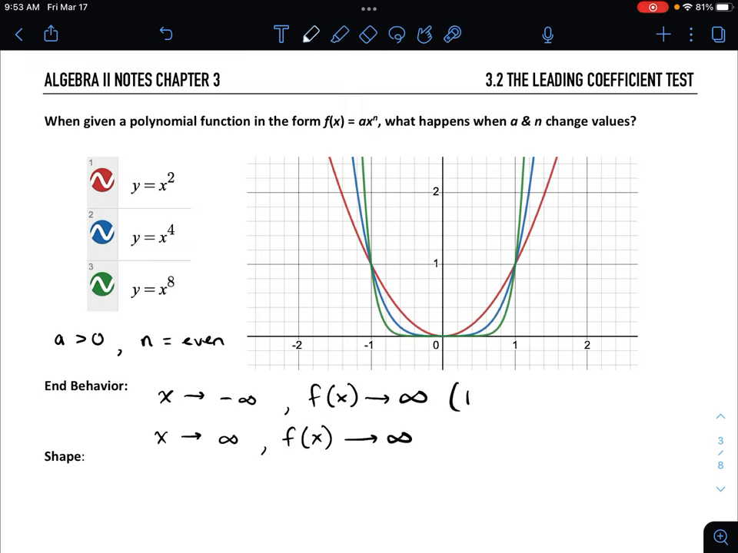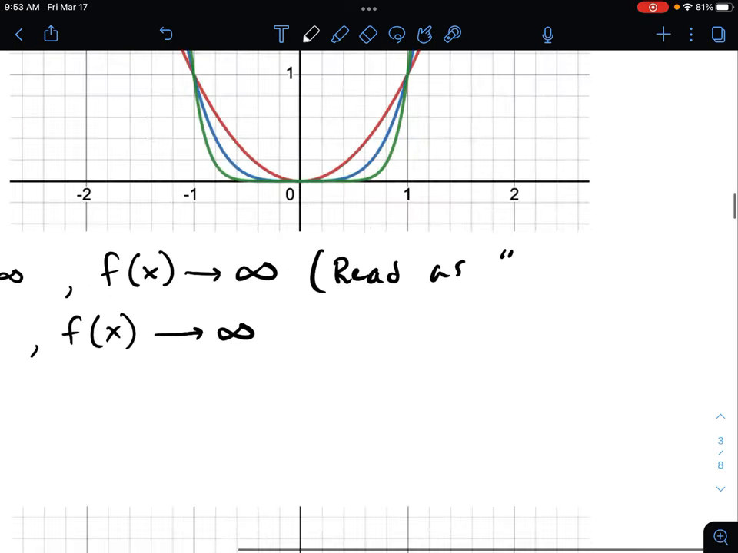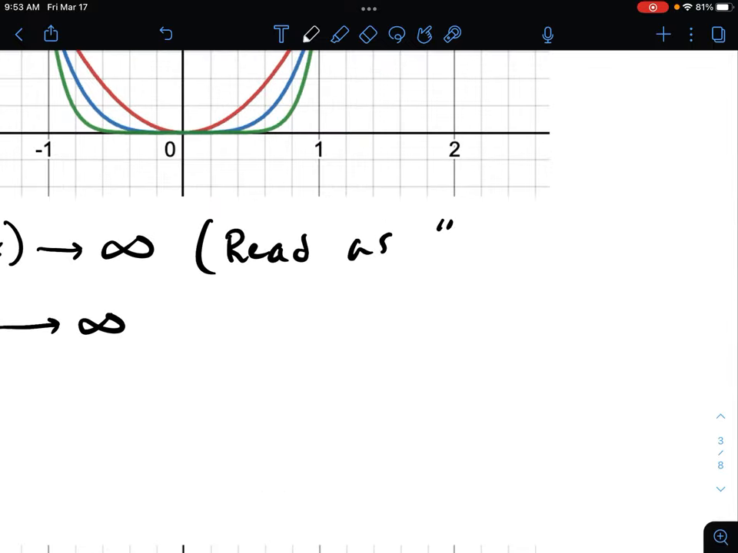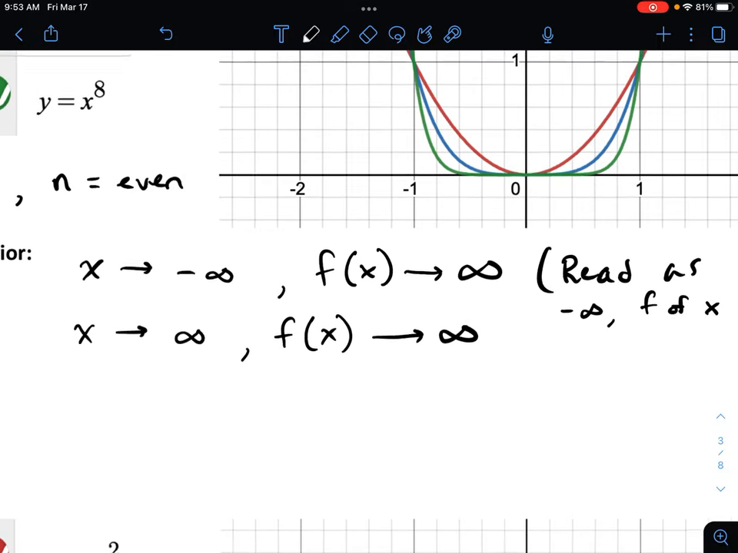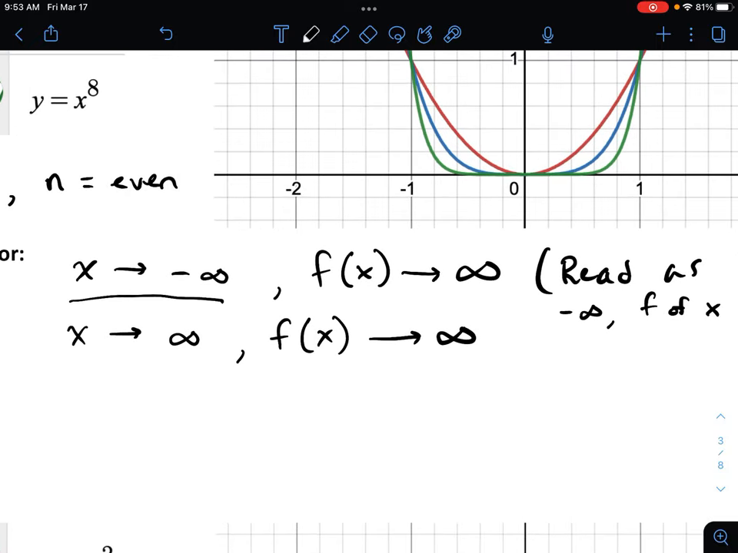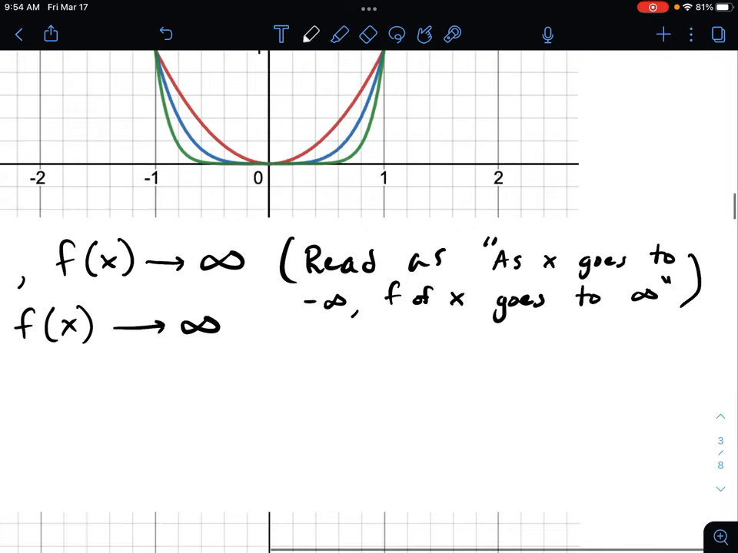So how we would say this is read as, I'm going to zoom in here, so hopefully you have enough room to write this. As x goes to negative infinity, f of x goes to positive infinity. That's how we would read this, all right? That's how you use your words to describe what you see here in that notation. So again, as x goes to negative infinity, y goes to positive infinity. That describes the end behavior.